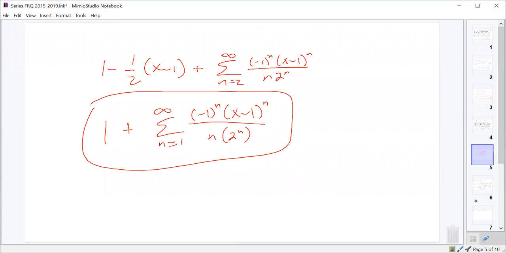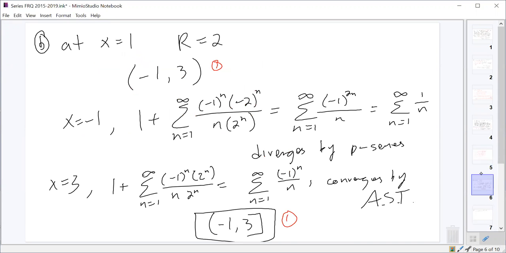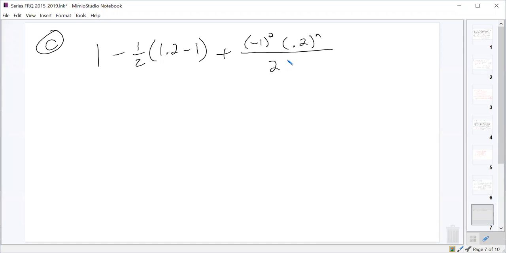And a 2 times a 2 to the n. And so we just approximate all of that out. This is 1 minus half of 0.2, so 1 minus 0.1. And then this is plus, this is a 1. Oops, this is 0.2 squared. I forgot to rewrite that.